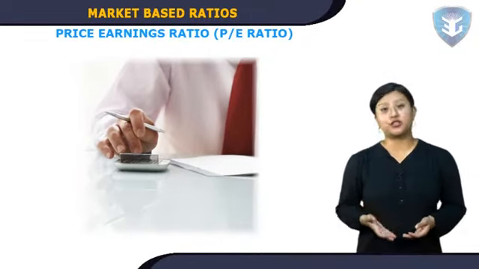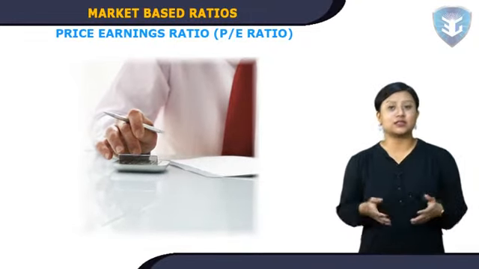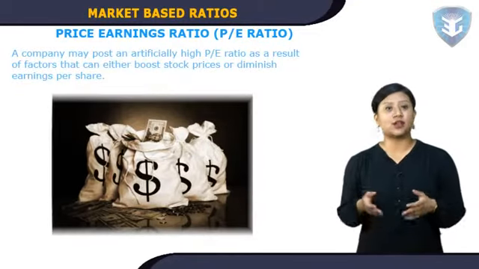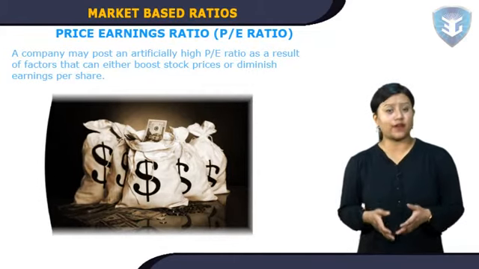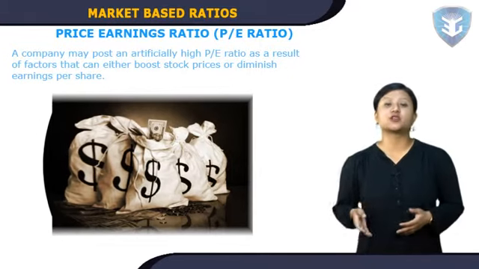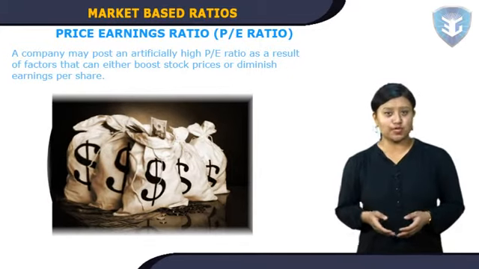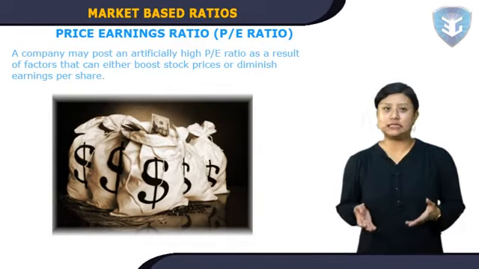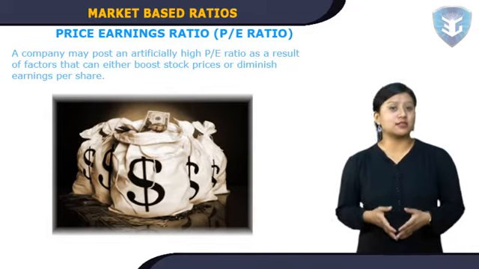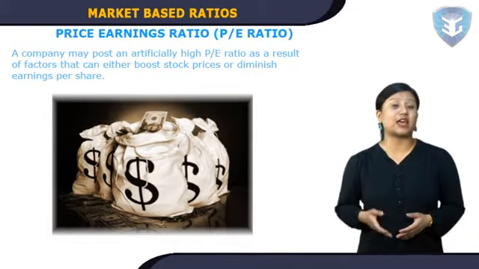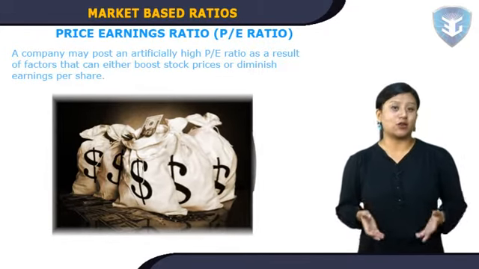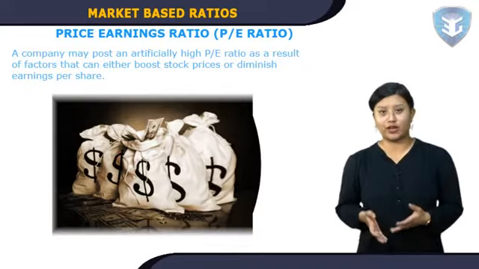A company's PE ratio typically rises as a result of increases in its stock price, an indicator of the stock's popularity. A company may post an artificially high PE ratio as a result of factors that can neither boost stock prices nor diminish earnings per share. Restructuring charges, merger and acquisition rumors, whether true or false, and high dividend yields all have the capacity to push a company's PE ratio upward. In other instances, legitimately high PE ratios can be adversely impacted down the road by factors such as market conditions, technology, and increased competition from new rivals.